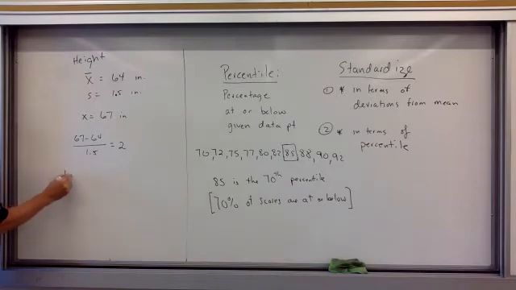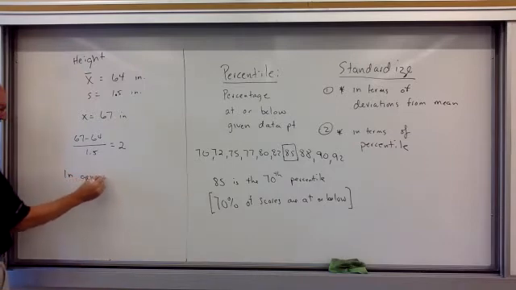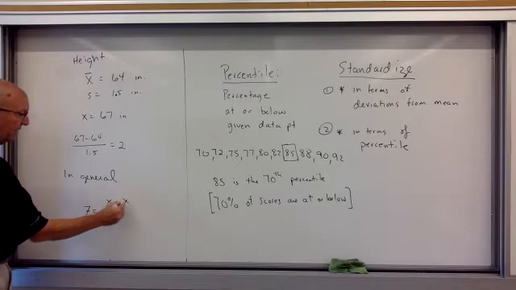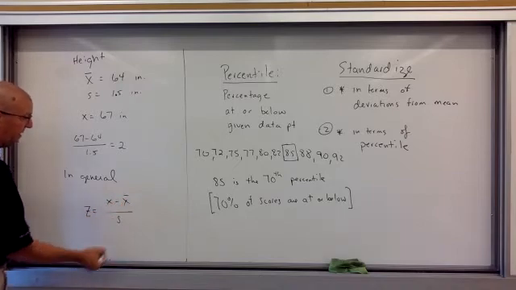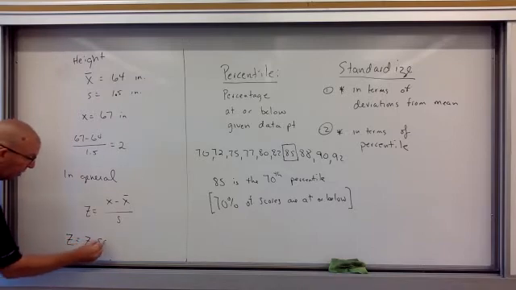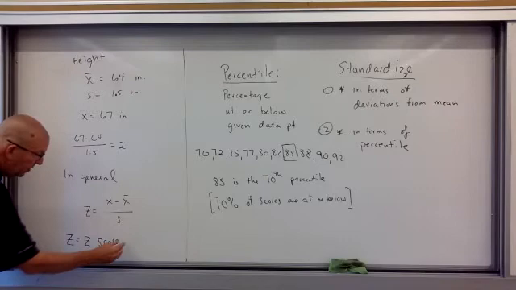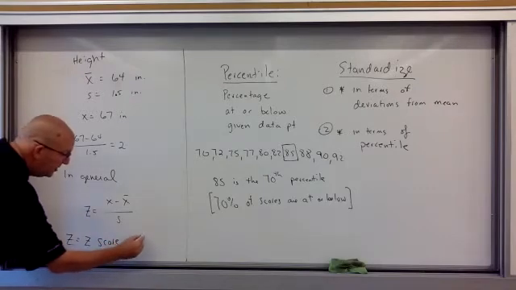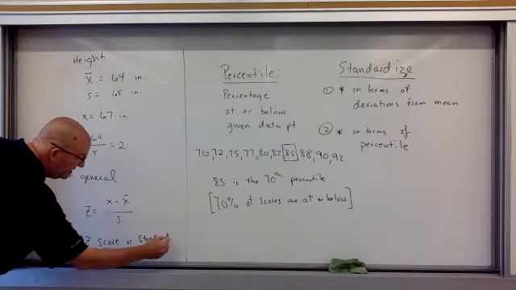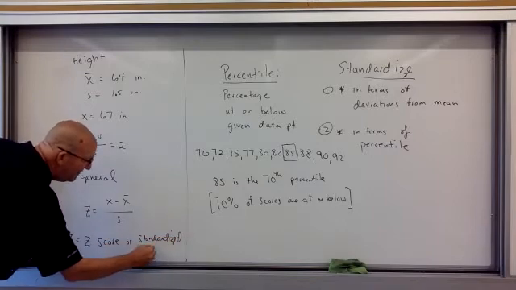Or in general, and here's the big formula of the day, we say Z equals data point minus the mean divided by the standard deviation, where Z is what we call the Z score or the standardized score, the standardized value.